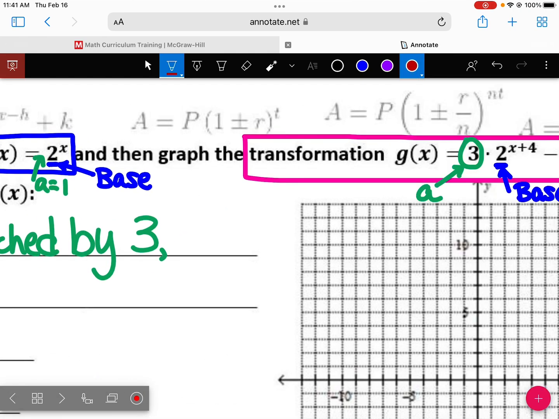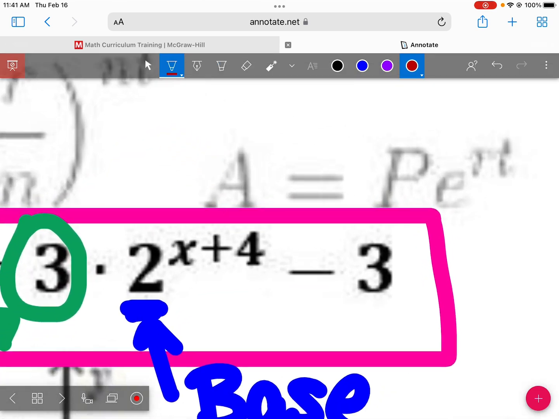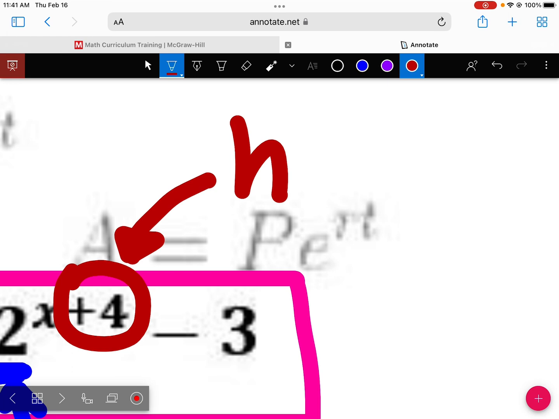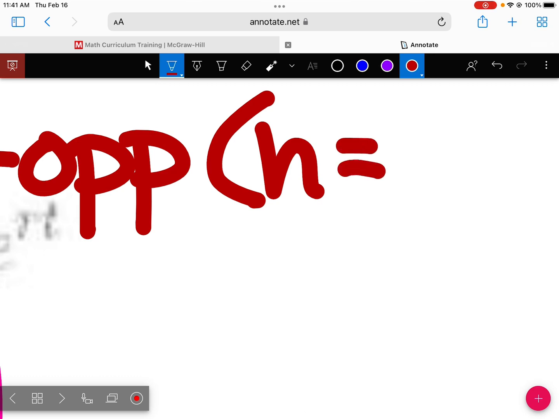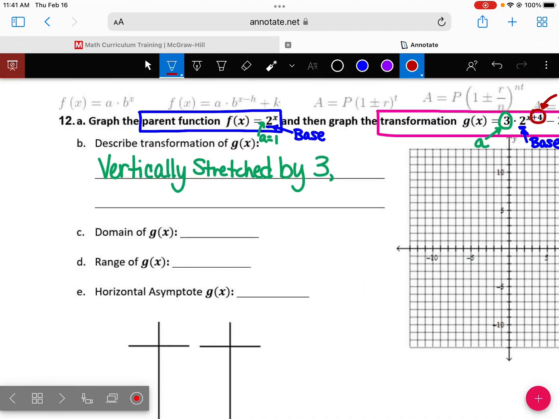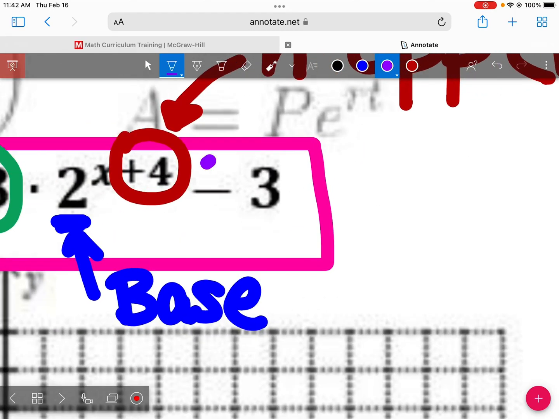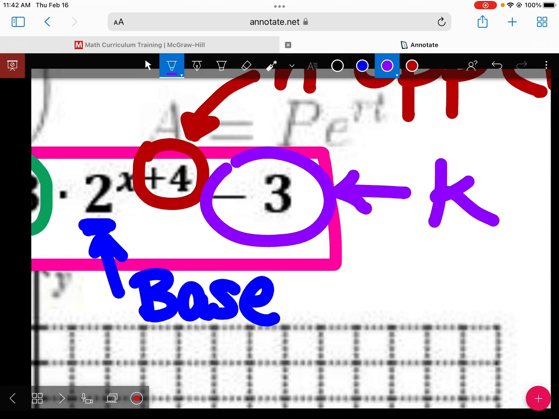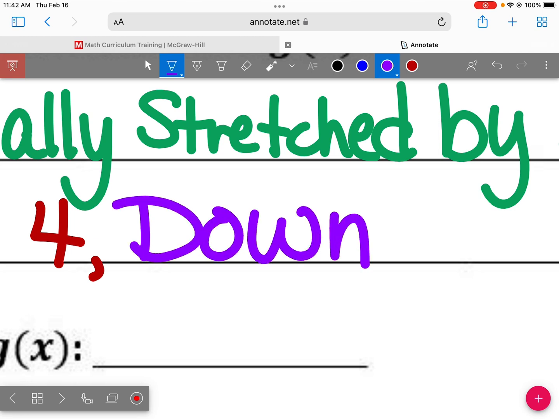Does my transformed function have an H value? Yes. What is the H value on my transformed function? -4. Here I see +4, but remember that's showing me the opposite of H. So H is actually -4. Yes, so we're going to go left 4. Why down 3? Because 3 is negative. If 3 is negative, it comes at the end. This is our K value. And it goes up and down. K sends things up and down, yes. So this is going to go down 3.